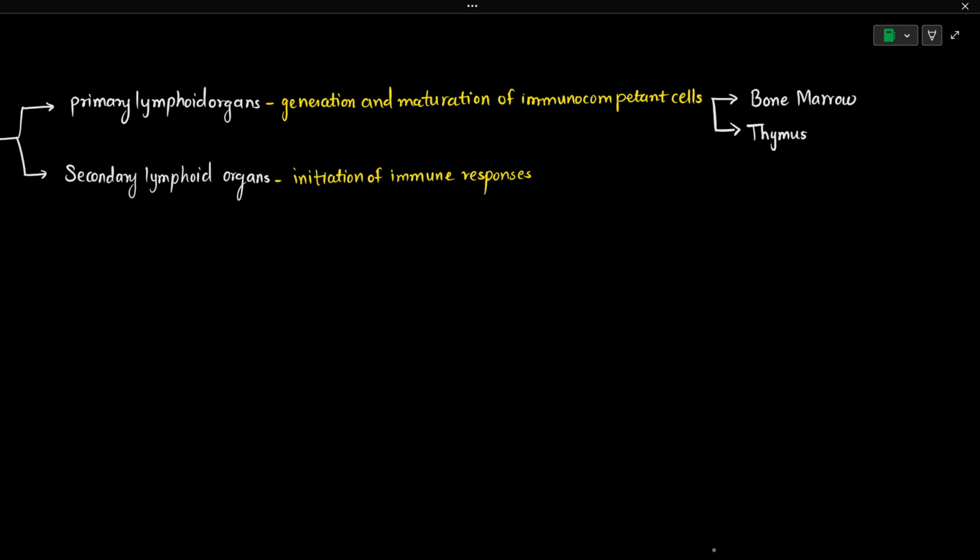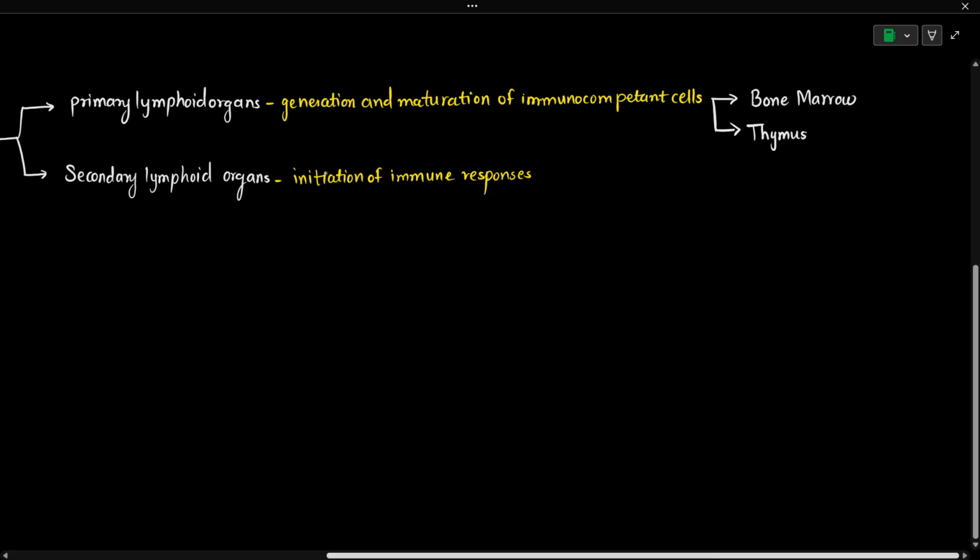Whereas the secondary lymphoid organs are the lymph nodes, where those immune cells start their immune responses against the pathogens. Then there's the spleen, which is also known as the graveyard of RBCs, which is very important for maintenance of red blood cells. This is also a part of our immune system, because here the immune responses will be initiated.